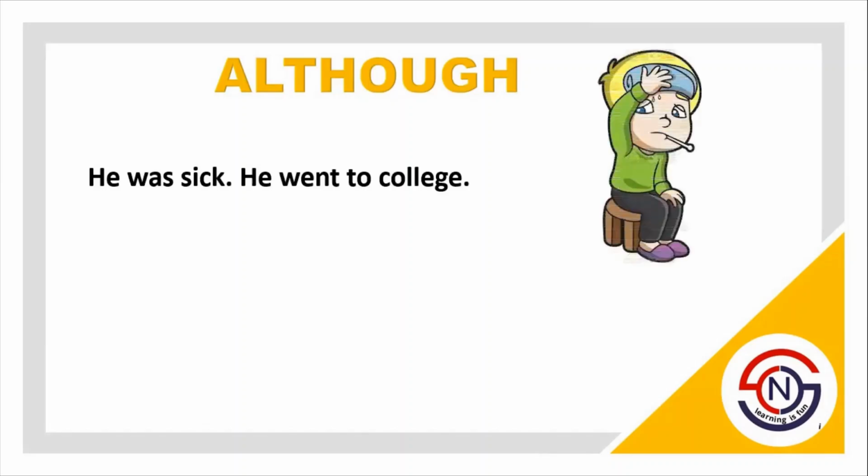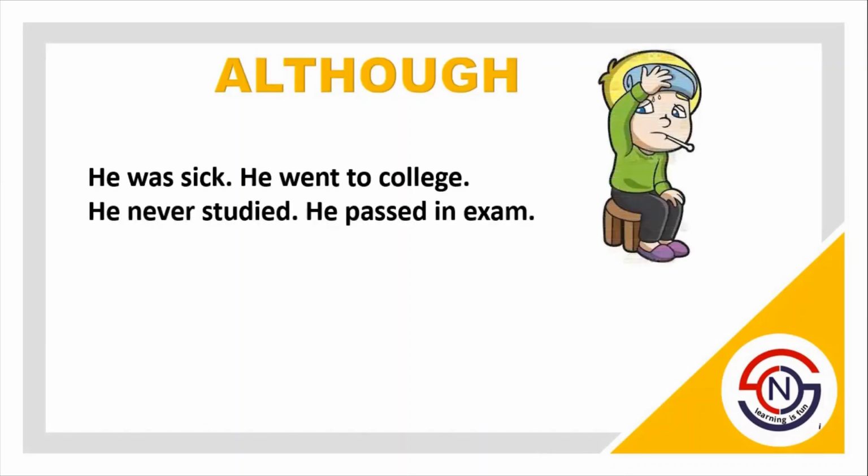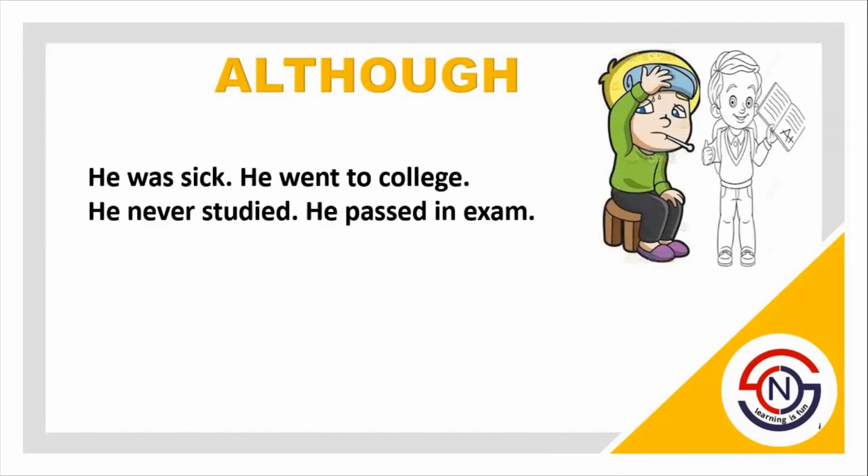Let's see with examples. Starting with although, at first, let's see the examples. He was sick. He went to college. He never studied. He passed the exam. You can see here the situation in the first example: he was sick. He went to college. This is unexpected. Going to college when you are sick is unexpected because when you are sick, you stay at home. You don't go anywhere. Similarly, in the second example, one who never studied generally fails the exam. But here we have one student who never studied, but still he passed the exam.